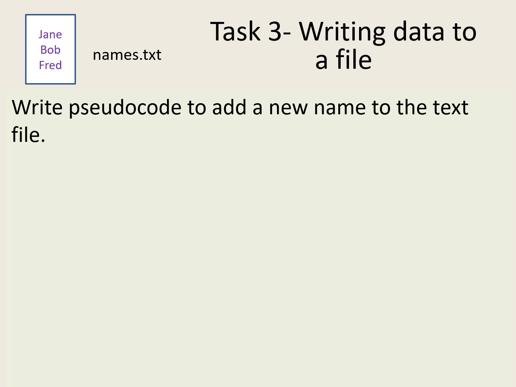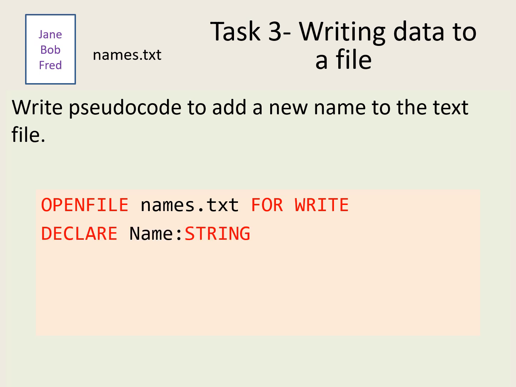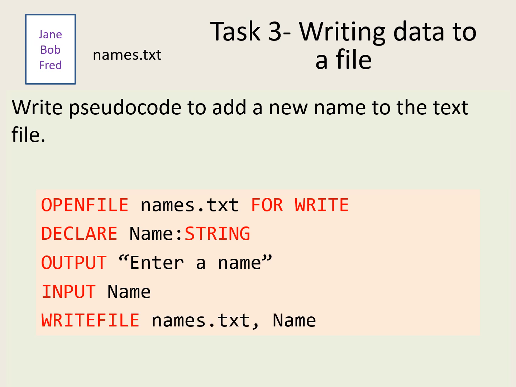Okay, so task 3, writing data to a file. Write pseudocode to add a new name to the text file. So think about what we did last time, pause the video, have a go, and then we'll check through the answer. Okay, so we're going to open the file, names.txt for write, because we want to write information to it. Now I am asking them to enter a name. I'm using the variable name here, assigning what they type to the variable name. I've declared it again, and now I'm just going to write that to the text file. So write file, names.txt, which is the name of the text file, and then the variable I want to write.